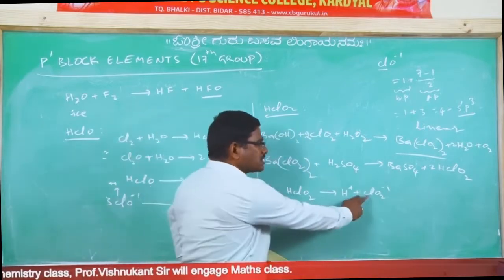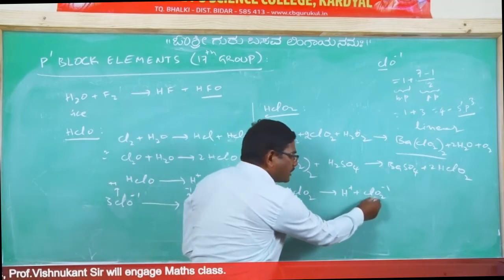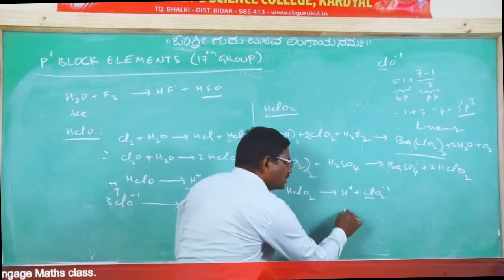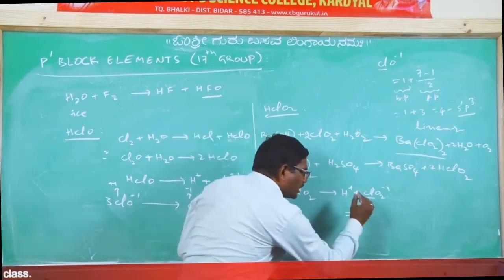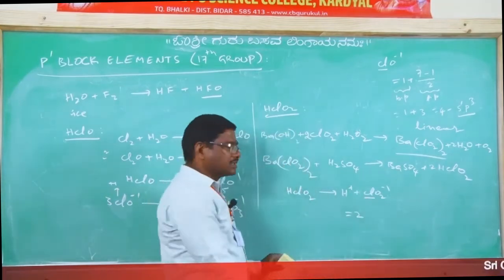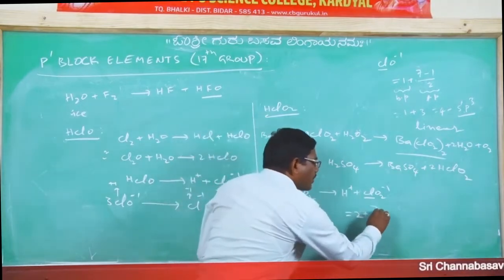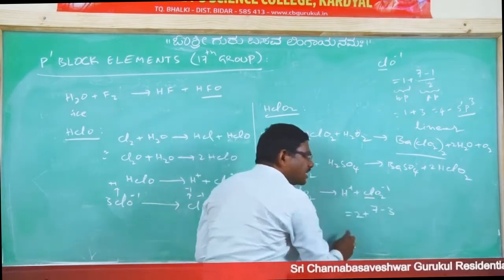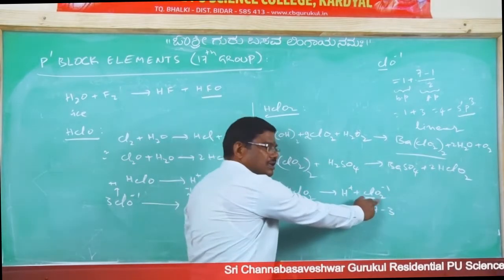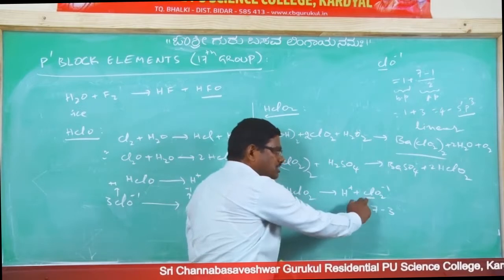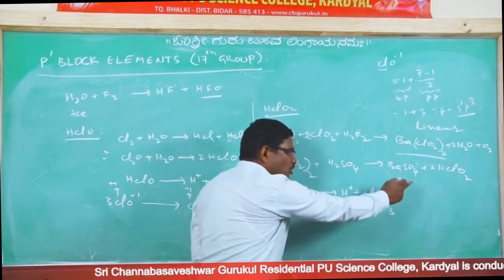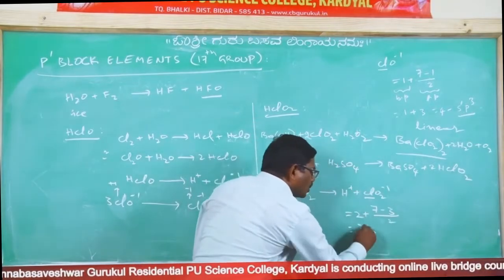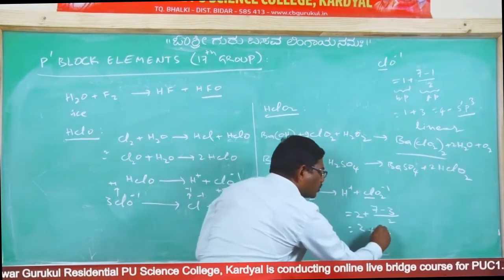ClO2 minus. This is chlorite. In chlorite, the central atom is chlorine again. Around the chlorine, how many atoms are attached? 2 atoms are attached. Then the group number of chlorine is 7, and its oxidation number: X plus minus 2 into 2 minus 4, X minus 4 equal to minus 1, X equal to plus 3. That 3 we have to subtract from the group number, divided by 2. So 2 plus 7 minus 3, 4 by 2 is 2 only.